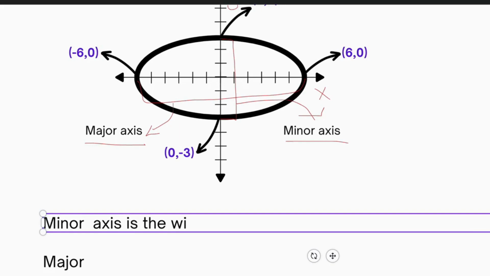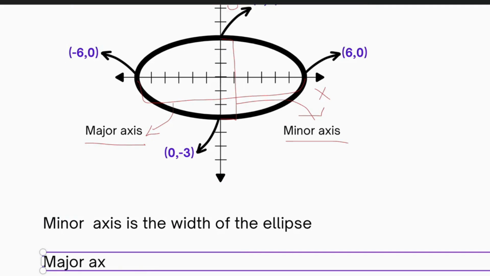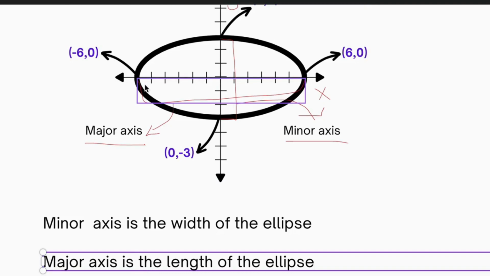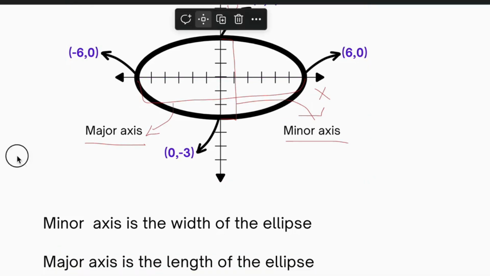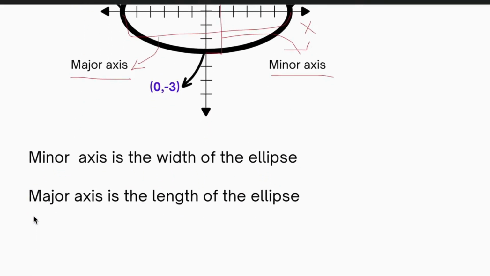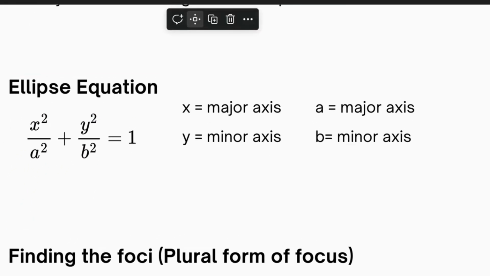is the width of the ellipse, okay, because it's the width of this ellipse. And the major axis is the length of the ellipse, because it's the length of this ellipse. Now, we have clarified what the minor axis is and where the major axis is. Now, let's move on to what the ellipse equation shows us.